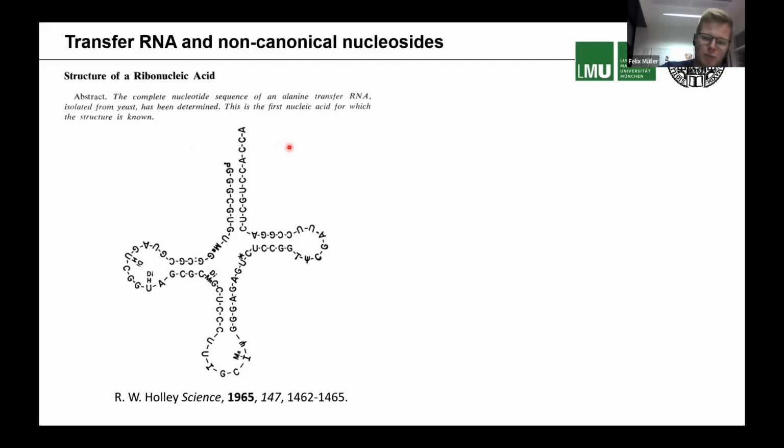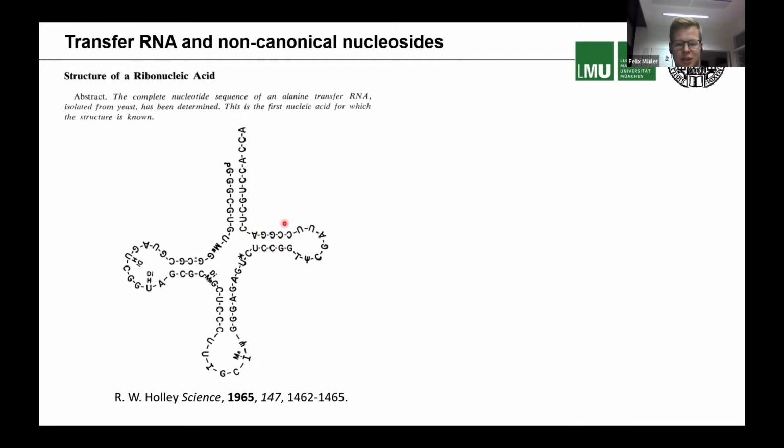One of the most central molecules in the translational process is the tRNA. Here you can see the famous cloverleaf structure of the tRNA, which was first elucidated by Robert Holley in 1965, who later on was also awarded with a Nobel Prize for his findings. The tRNA functions as the carrier of the amino acid, which is connected here to the 3' terminus.